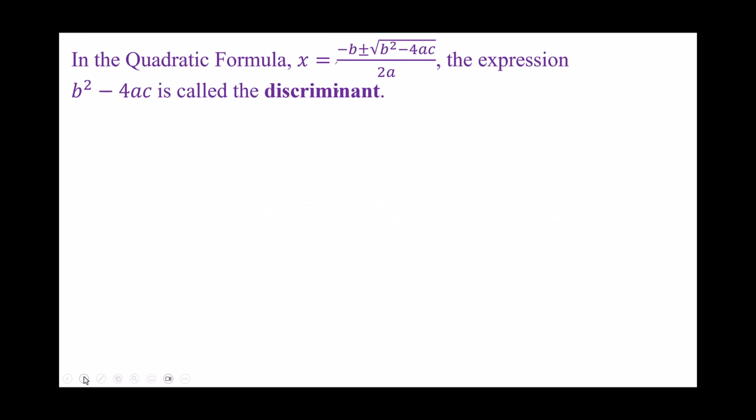Part 4, finding the discriminant. In the quadratic formula, x equals negative b plus or minus square root of b squared minus 4ac all over 2a, the expression b squared minus 4ac is called the discriminant. So that is the part inside the square root, b squared minus 4ac.